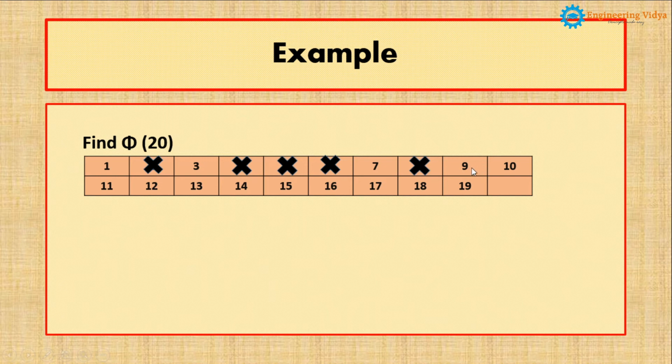In a similar way, we'll check for 9. In 9 and 20, we don't have any other number that can divide 9 as well as 20, right? So it will be accepted.